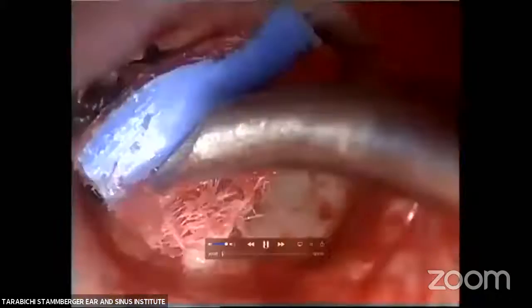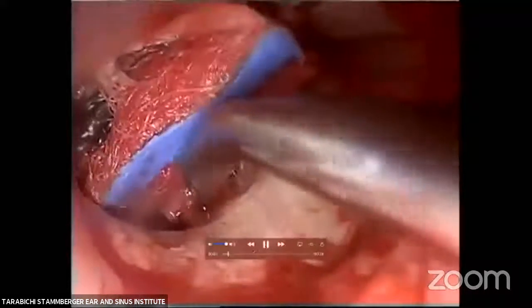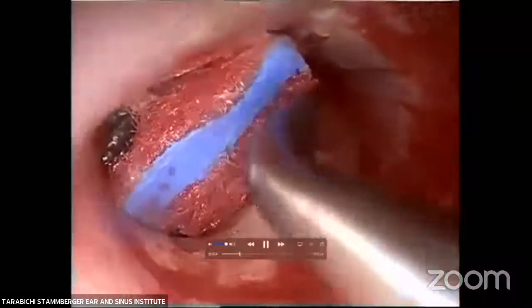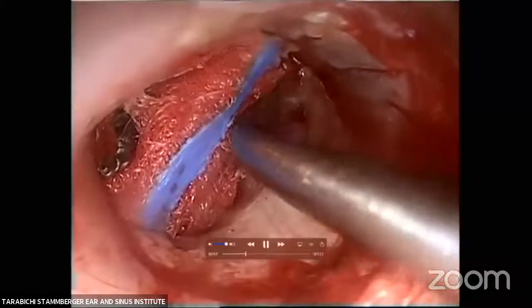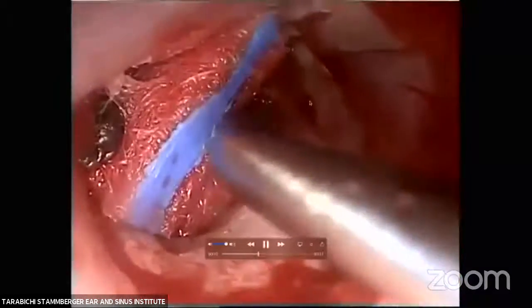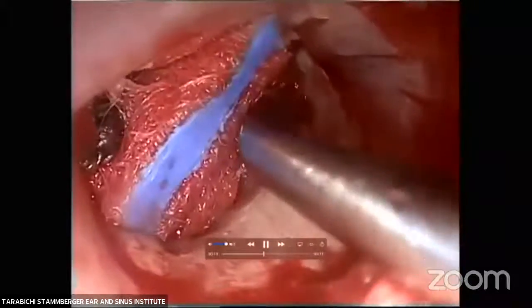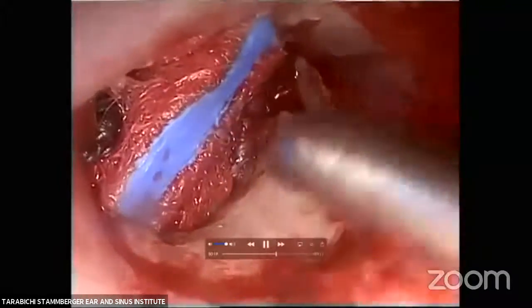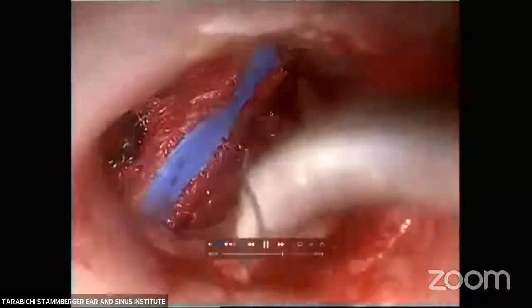All right. So this is the first video that I want to show, and you can see that I'm using this angled instrument that I talked to you about. I'm elevating the tympanomeatal flap, and you can see how wide a flap I have, and this allows you to suction at the same time. It's a very, very nice instrument.